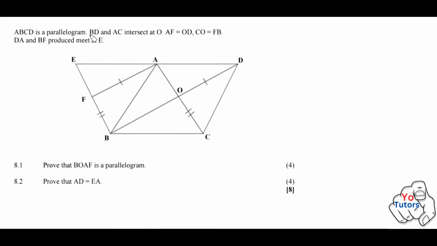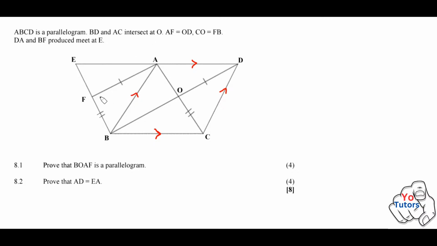ABCD is a parallelogram. If it's a parallelogram, we can now safely put this. I like doing this because we are given that, so why not put it up also? Now, what can we also say is that BD and AC intersect at O.